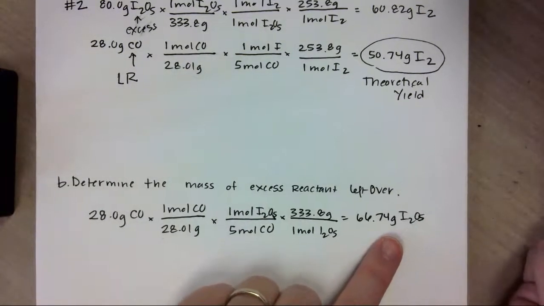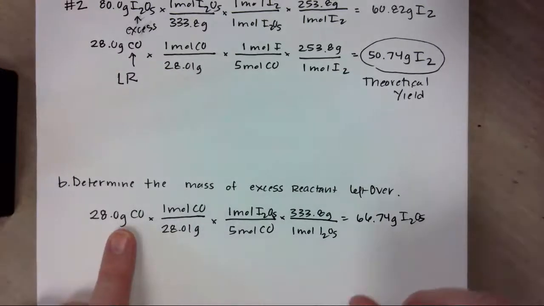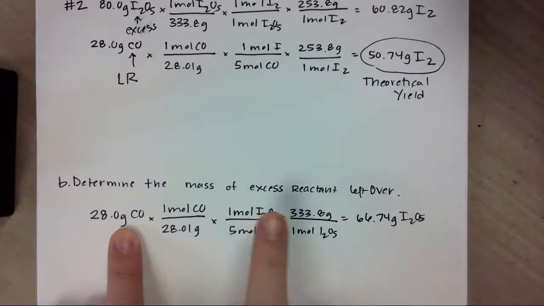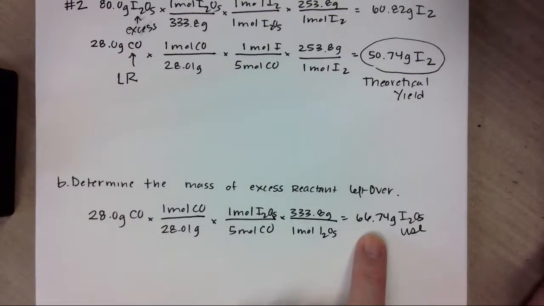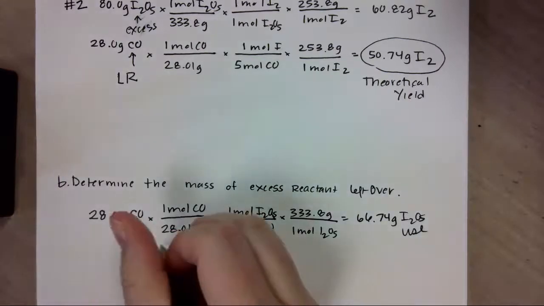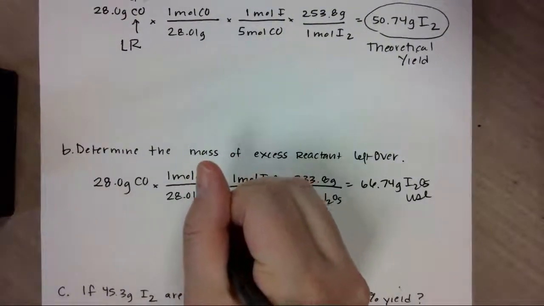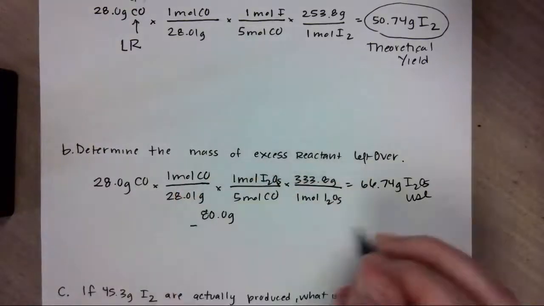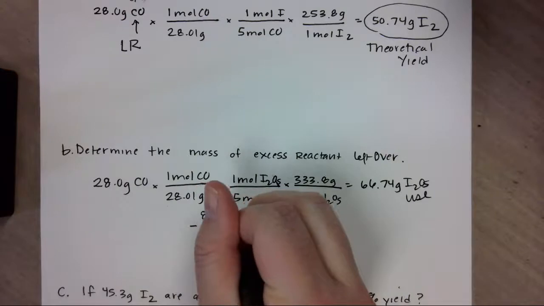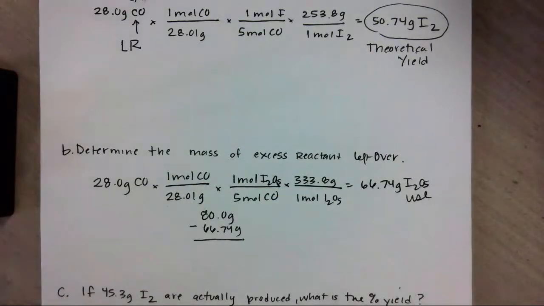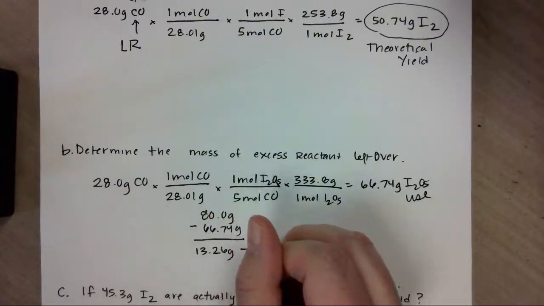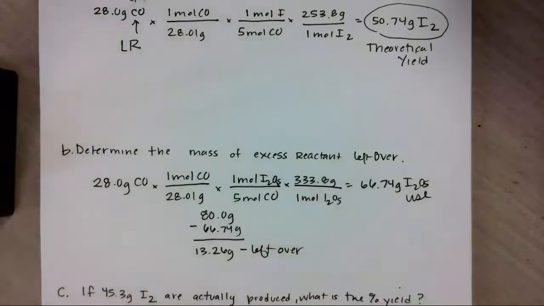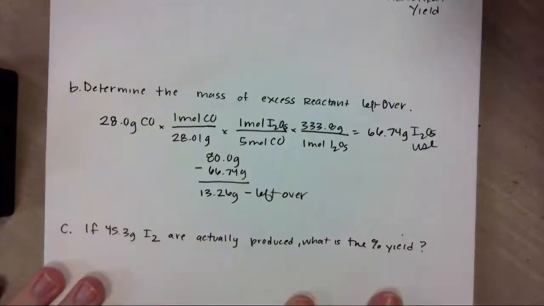Now this number here, again, what this tells me is if all 28 grams of carbon monoxide react, it's going to use up 66.74 grams of I2O5. From the beginning, I started with 80 grams of I2O5, and I used 66.74 grams. So if I do the subtraction for those, I get a difference of 13.26 grams, and that's how much I have left over, okay? So there's lots of stoichiometry, more than you ever could want to do in your entire life.